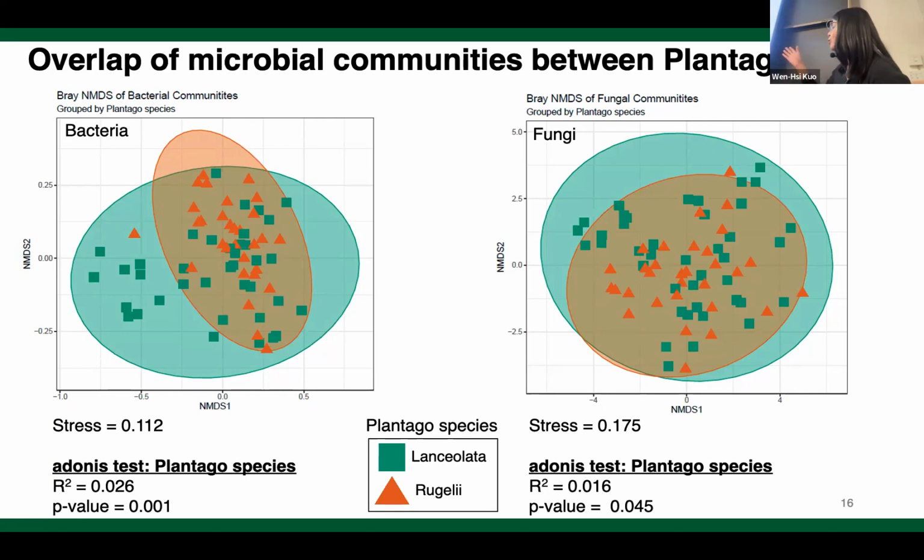For those not familiar with R squared in this test, R squared is the explained variance. So yes, it is very low, right? For at least the Plantago, it was 2% for bacterial and practically 2% for fungal communities.